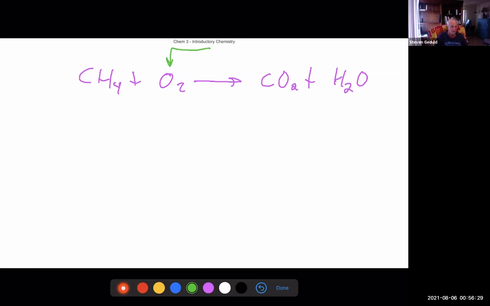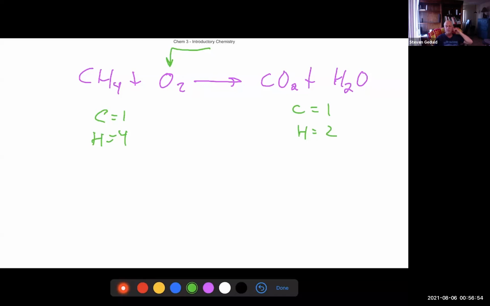All right. So carbons on the left, we have 1. Carbons on the right, we have 1. That's balanced. Hydrogens. Hydrogens on the left, we have 4. Hydrogens on the right, we have 2. So what do we put in front of that other hydrogen to make it say 4? What number times 2 equals 4? So that has to be a 2. Okay. Now we've got 4 hydrogens on the right side.